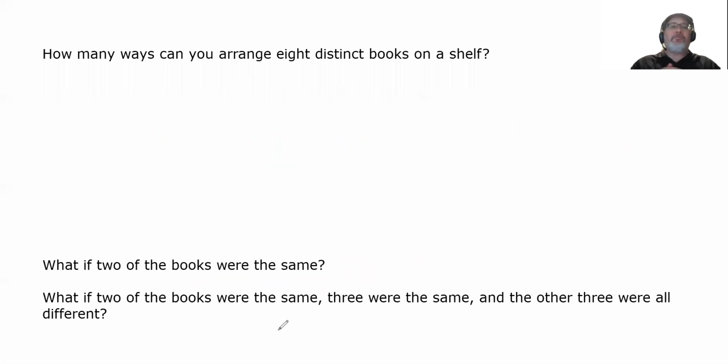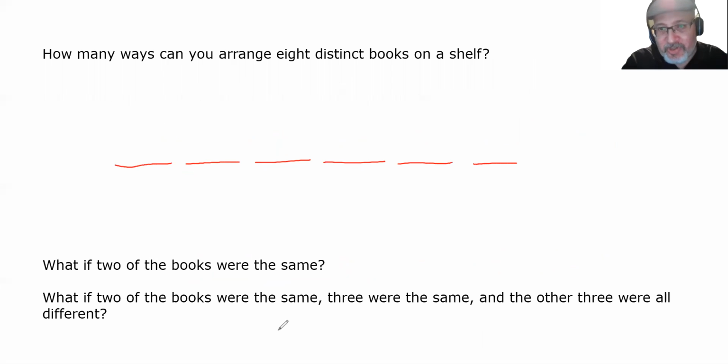Let's try one more. How many ways can you arrange 8 distinct books on a shelf? So how many decisions do we have to make? Well, we have to decide what book to put first, what book to put second, and then third, and then fourth, and then fifth, sixth, seventh, and then eighth. And all the books are different. So how many choices do we have for the first book to put on the shelf? 8.